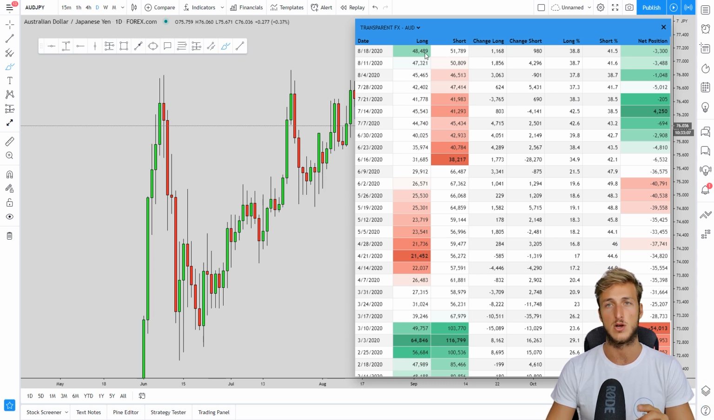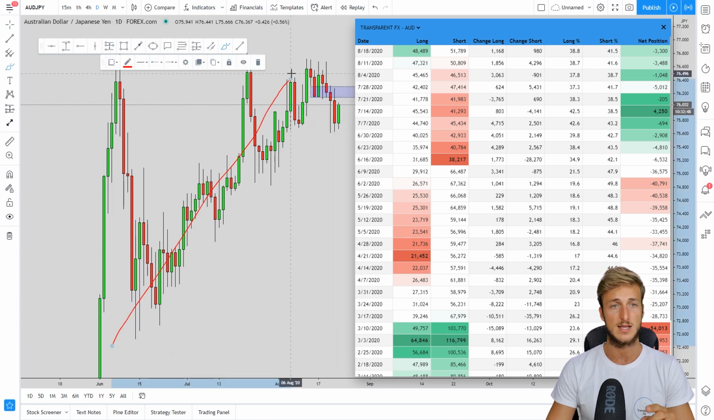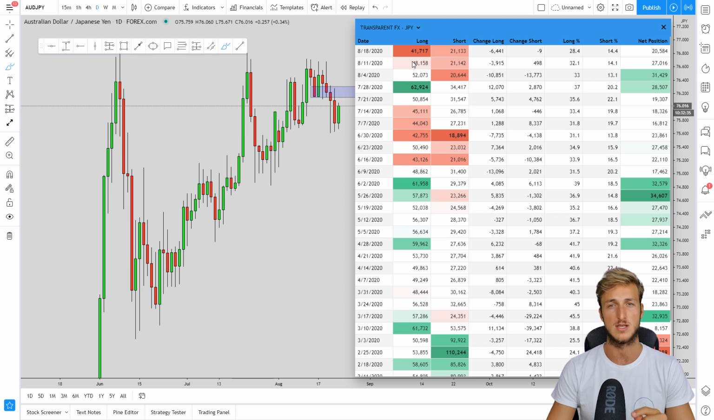and 48k longs. However, it is very, very important to notice that if you look at the longs, we went from 21k longs to 48k longs, and more or less the shorts remain the same, because here we had 56k shorts and here we have 51k. Meaning that during all this huge move to the upside, institutions were aggressively buying the AUD. This is very important to say, because the AUD has been bought very aggressively by institutions.